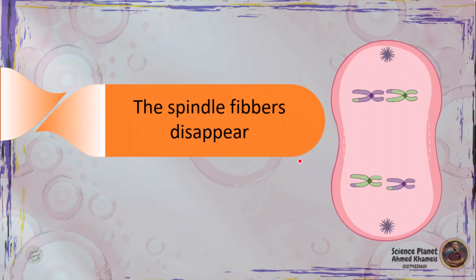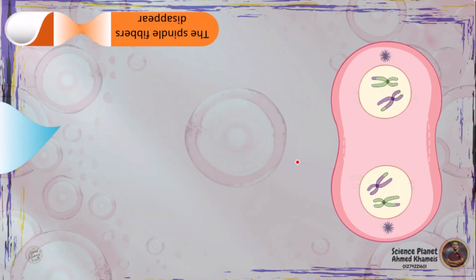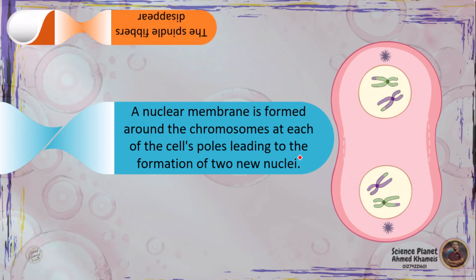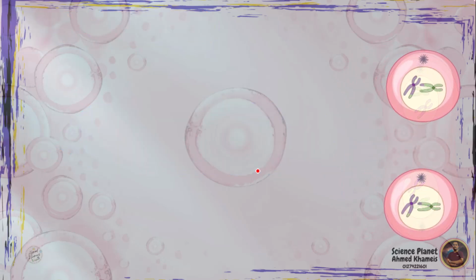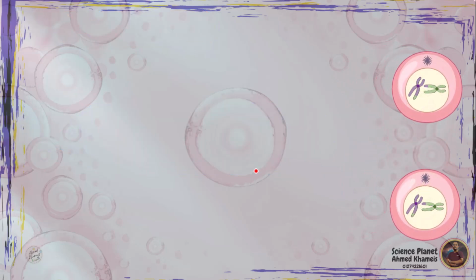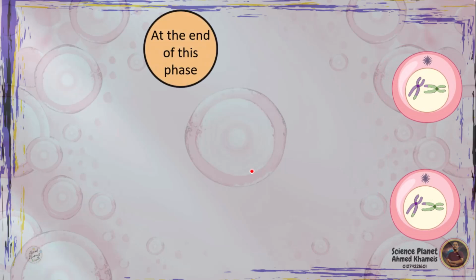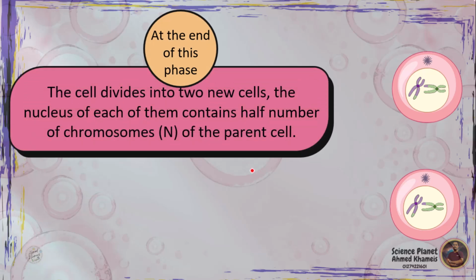And by the end of telophase, the spindle fibers disappear. The nuclear membrane is formed around the chromosomes. And we end up with 2 cells, each of them with half the number of chromosomes. So at the end of this phase, the cell divides into 2 cells. The nucleus of each of them contains half the number of chromosomes of the parent cell.